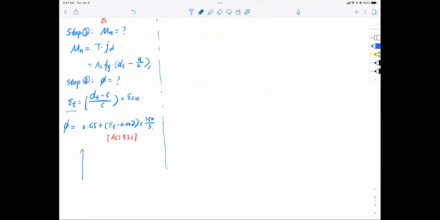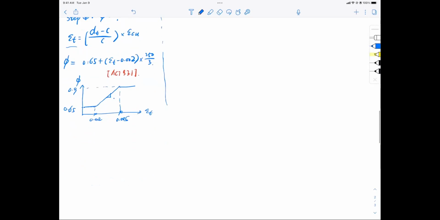And to be visual, you can see that phi is an equation of epsilon t in terms of strain. If it's lower than 0.002, you have a phi of about 0.65. If it's beyond 0.005, you have a phi of 0.9. In between, you do linear interpolation, right?